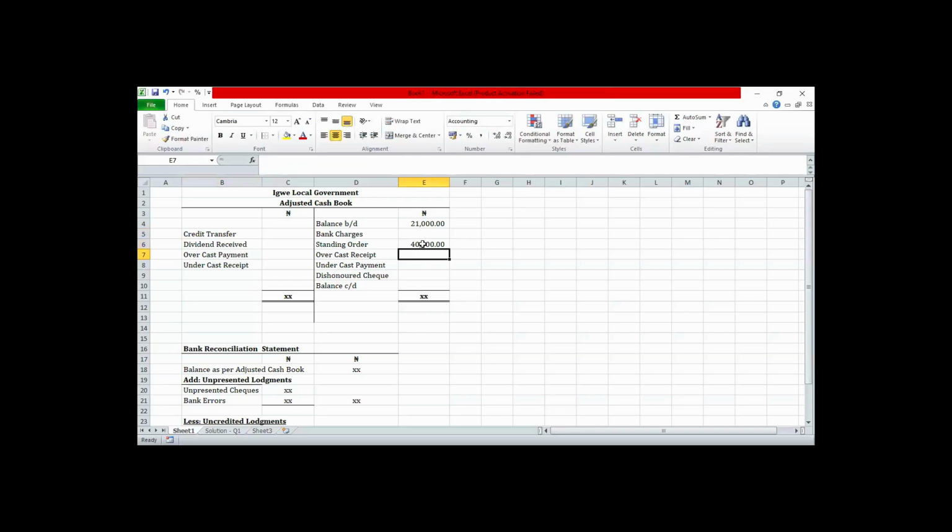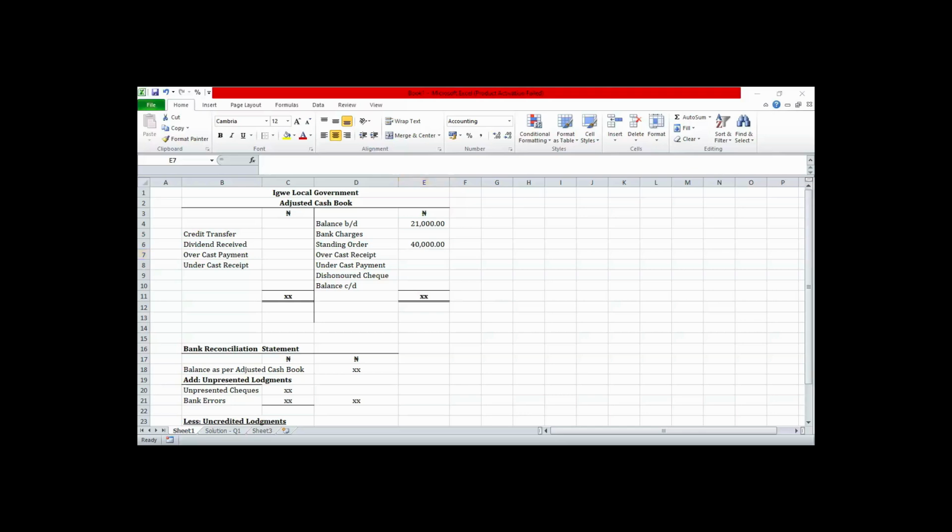A check of 103,700 naira sent to a supplier on 30th June was not paid by the bank until 6th July 20XX. What is that supposed to mean? Uncredited check. They issue out a check to a supplier. Is that not so? Yes, sir.